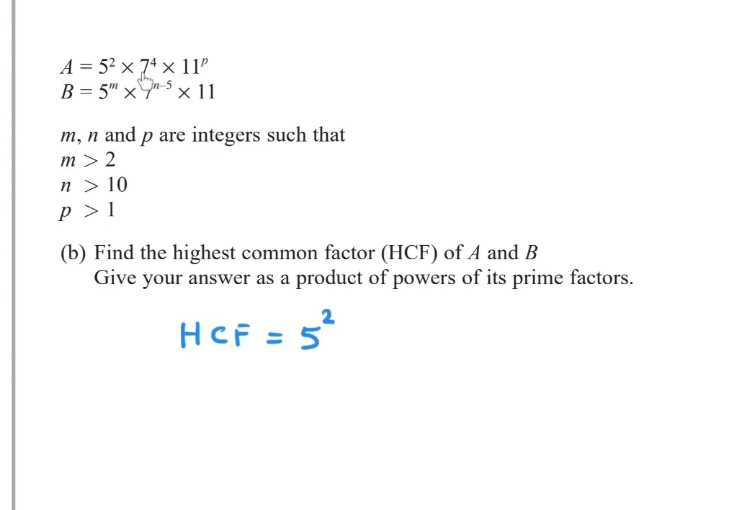Next factor, 7^4 and 7^(n minus 5). n is more than 10, this means n minus 5 is more than 5. So it will take 7^4 because n minus 5 will be greater than 4. So we'll take 7^4, so times 7^4. And we have 11^b and 11^1, and b is more than 1. So it will take 11^1, so 11. This is the highest common factor.